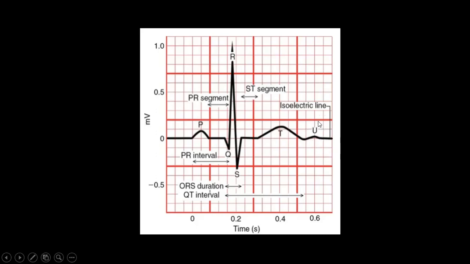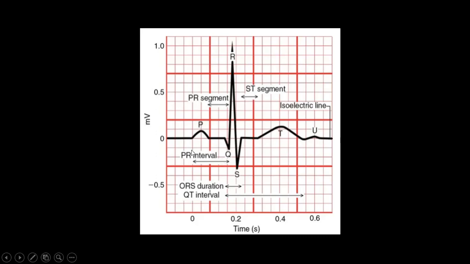I repeat, it is caused due to the repolarization of papillary muscle and it is rarely seen normally and becomes prominent in hypokalemia. So that is all about the waves of ECG. That is P wave, QRS complex, T wave and U wave. Now let's discuss about the intervals. The first one is PR interval.